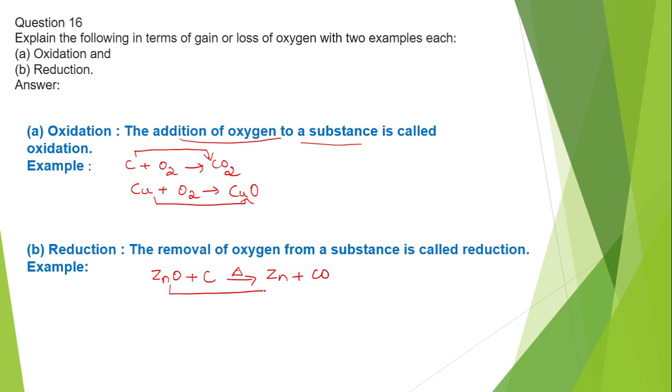Now here from the zinc oxide, oxygen has been removed, so it is undergoing a reduction. Zinc oxide is undergoing reduction. Oxygen has been removed from zinc oxide, whereas oxygen has been added to carbon, so it is undergoing oxidation. One more example, let us write lead oxide will combine with carbon on heating to form lead plus carbon monoxide. Here again lead oxide has been reduced to lead with the removal of oxygen.